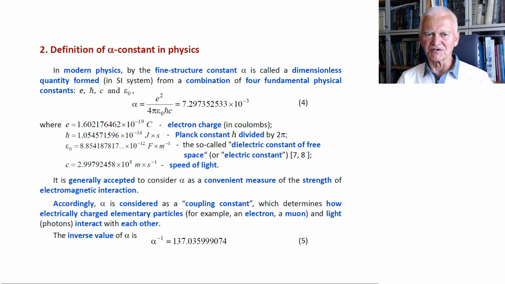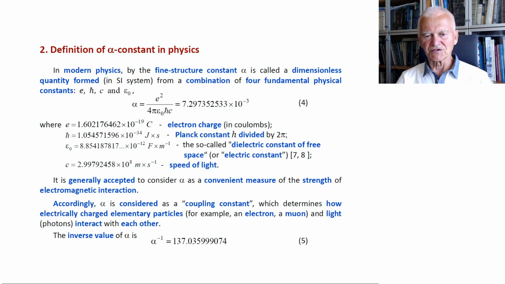Definition of the alpha constant in physics. In modern physics, the fine structure constant alpha is a dimensionless quantity formed in the SI system from a combination of four fundamental physical constants: e, h bar, c, and epsilon zero. Here e is the electron charge in coulombs, h bar is the Planck constant divided by 2π, epsilon zero is the so-called dielectric constant of free space or electric constant, and c is the speed of light. It is generally accepted to consider alpha as a convenient measure of the strength of electromagnetic interaction.